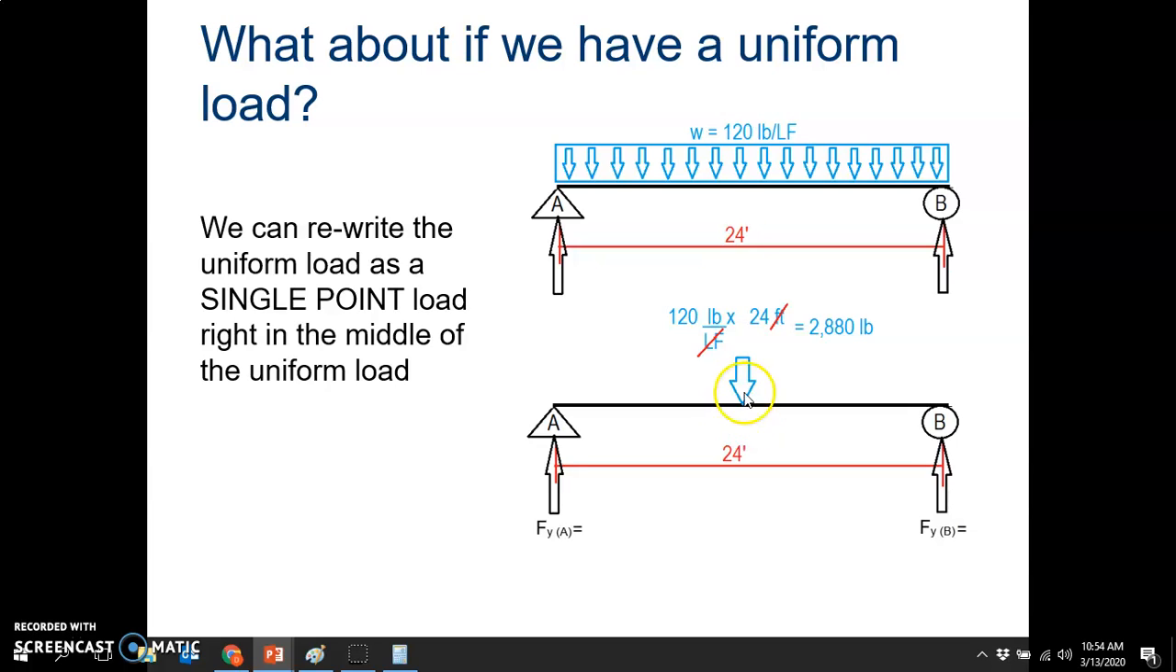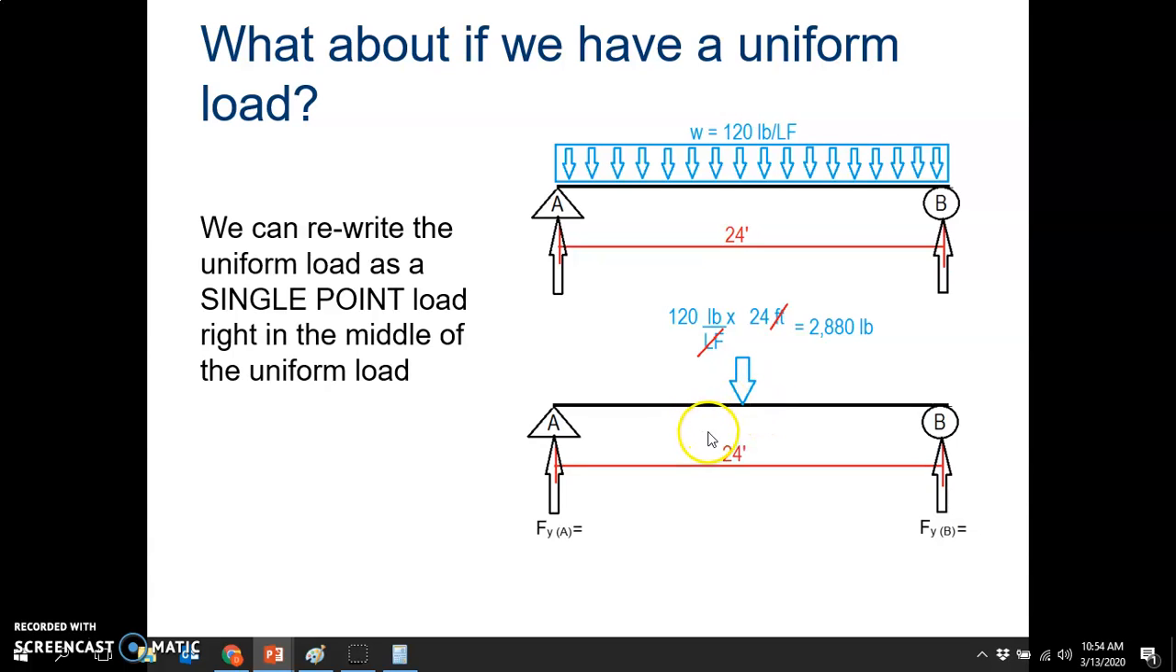We're saying it's the middle because it's the middle of the distributed load. For example, if this distributed load only went from here to here, we would say it's equivalent to being applied right in the middle of it. So now that we have this rewritten as a single point load in the middle of the uniform load, you guys should know how to solve it. And in this instance, it's applied right in the middle, so you can solve it even easier.